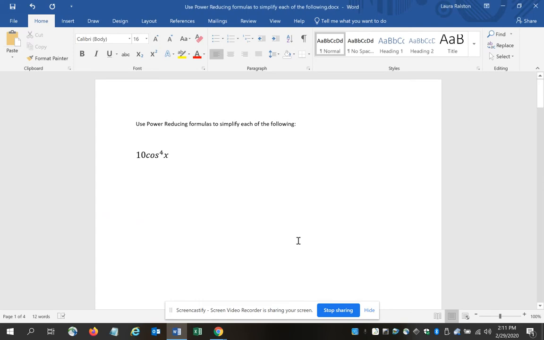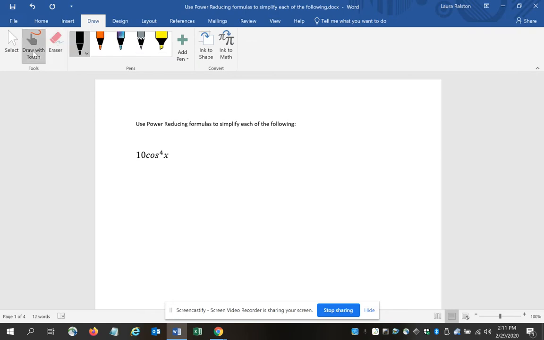So the first problem we're dealing with deals with cosine, and the formula that we have is the cosine squared x equals 1 plus the cosine of 2x all over 2. Okay, so that's the formula we're going to use for this first particular problem. And notice that it's cosine to the fourth, but the formula is cosine squared.